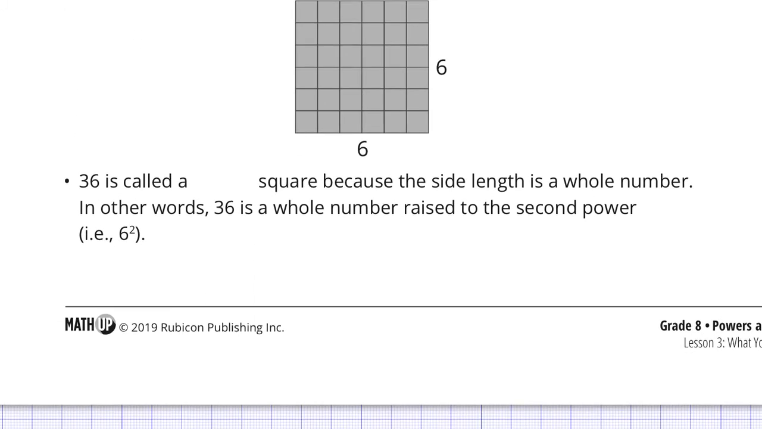36 is called a perfect square because the side length is a whole number. In other words, 36 is a whole number raised to the second power. That is 6 to the power of 2. Let's go on to the next page.